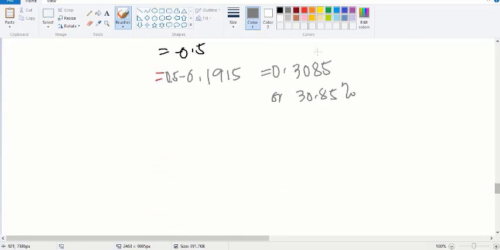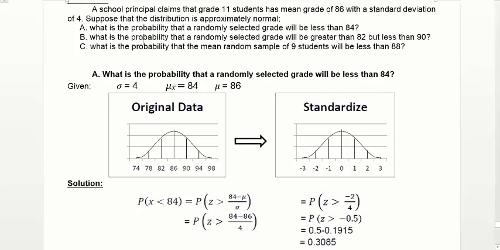How about letter B? Letter B is a little bit more complex. Why? Letter B asks: what is the probability that a randomly selected grade will be greater than 82 but less than 90?